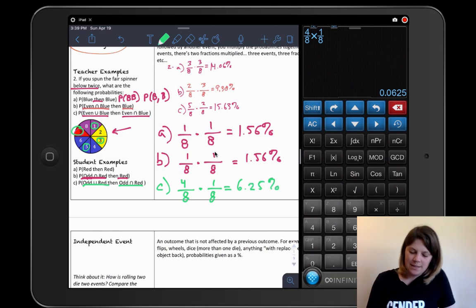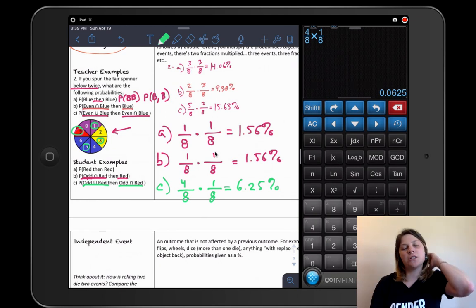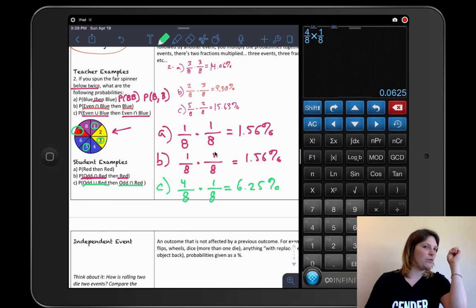6.25% is the answer there. Okay, so this was my introduction to the concept of multiple events. The big idea I want you to have in your head right now is that if I were to spin the wheel 3 times, I'd have to multiply by another one.